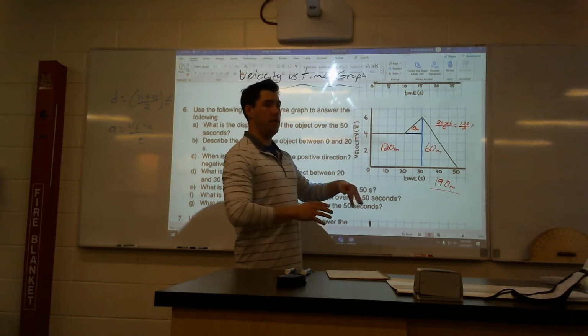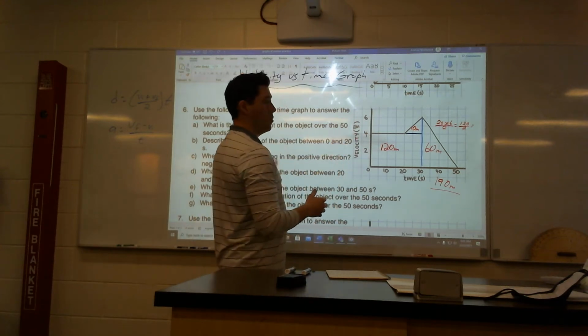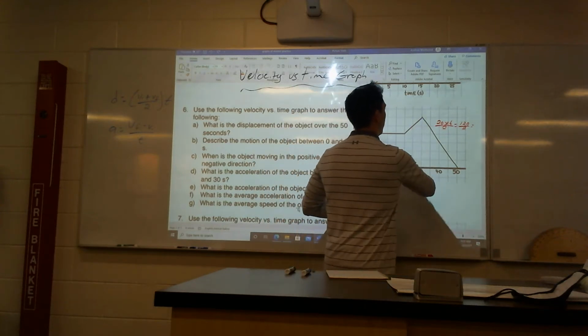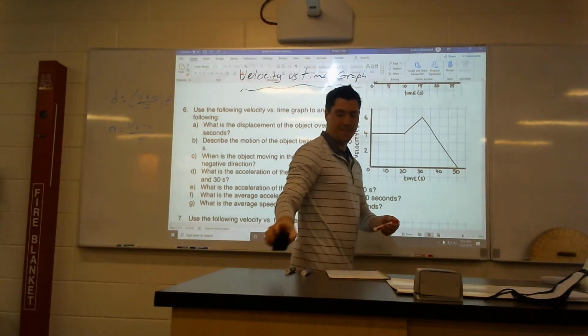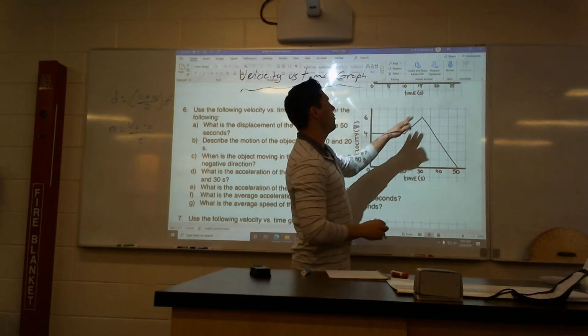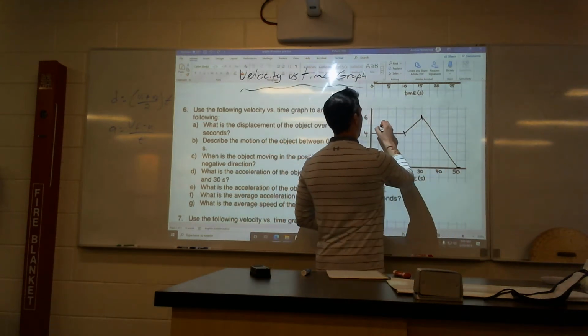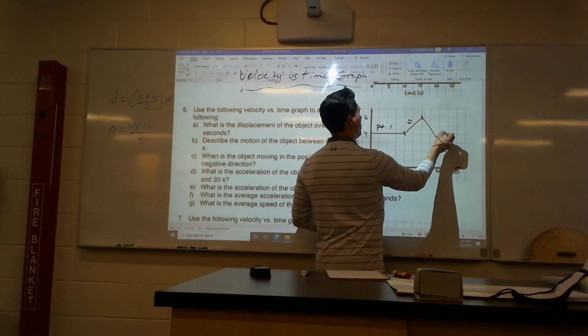I'm going to erase this now and do the formula way. If I do it the formula way, I'm going to break this into 3 different parts. Every single time the graph changes, so I have part 1, part 2, part 3.